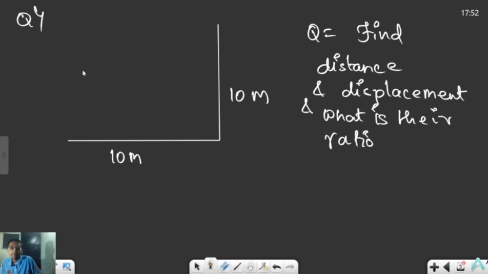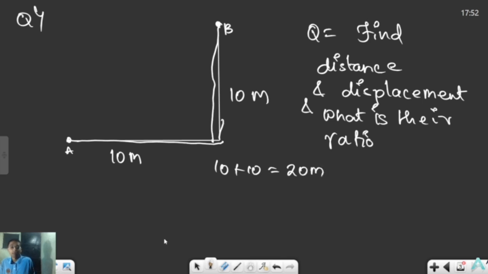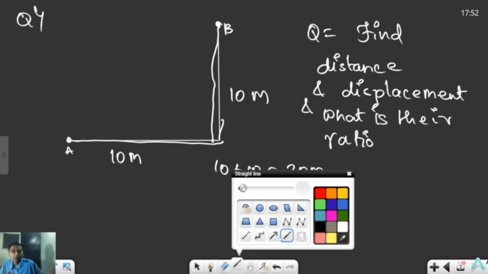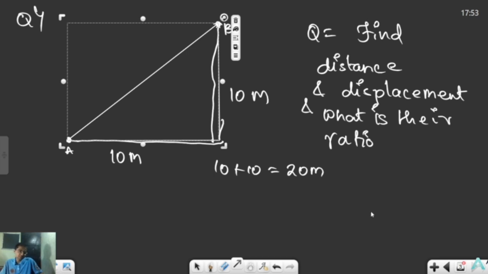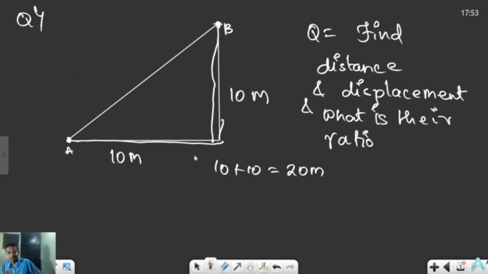This is the initial point, that is A, and this is the final point B. Now if I want to travel this path, I can travel this way. So this is the distance. Distance is nothing but 10 plus 10, that is 20 meters. But if you talk about displacement, it's the shortest path. Can I say this is displacement? Because this is the shortest way, if you go like this or something like this, that is not the shortest path. So this is the perfect shortest path from point A to B.